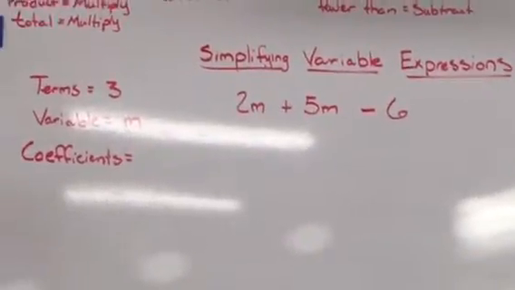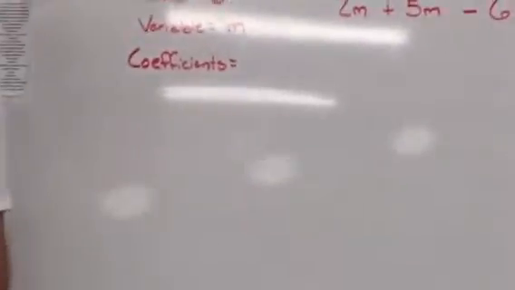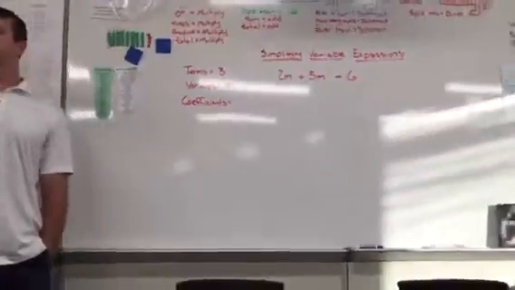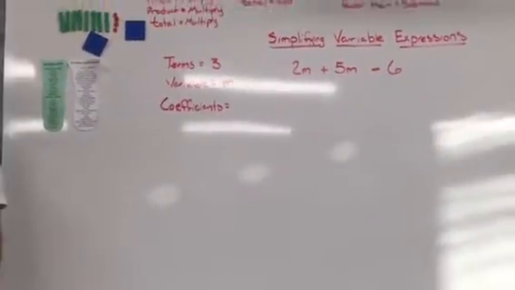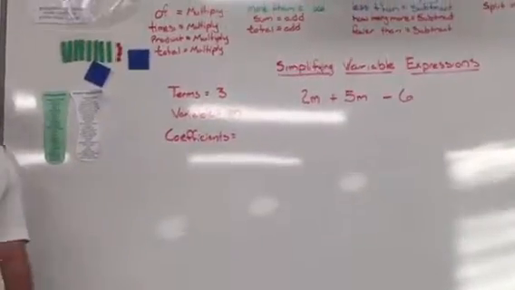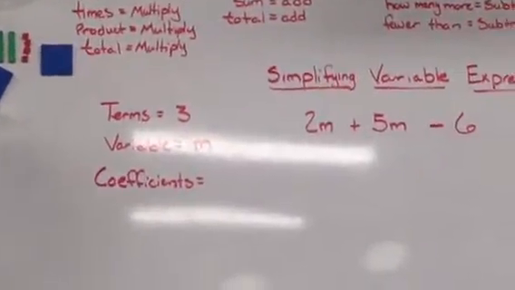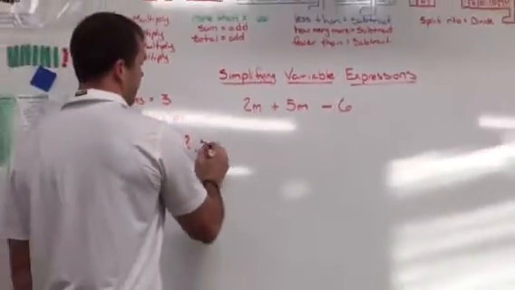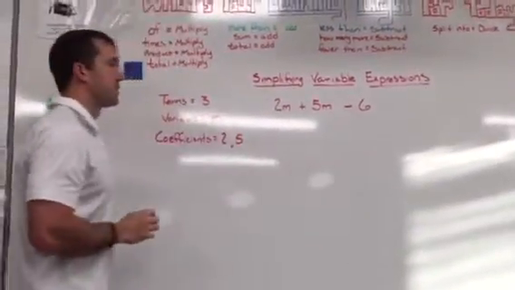So what are my 2 coefficients? I have 2 coefficients here. Which 2 numbers are paired with the variable? Come on, let's go. More participation. Maddie? 2 and 5. Good. 2 and 5 are my coefficients.